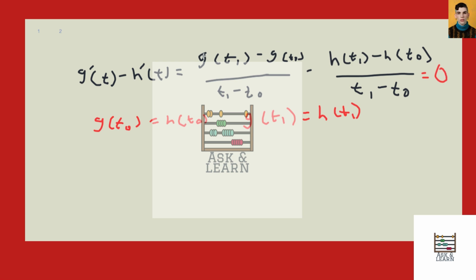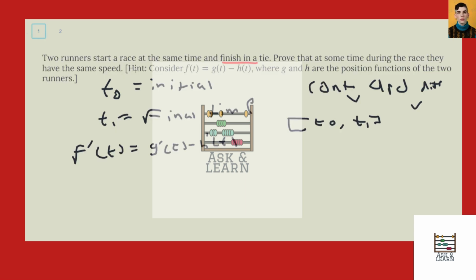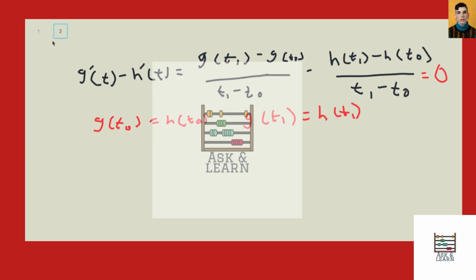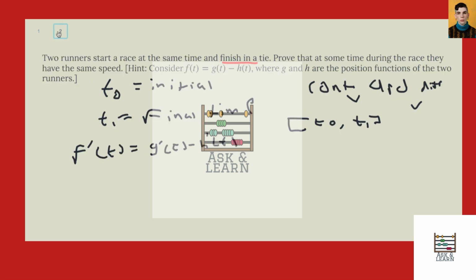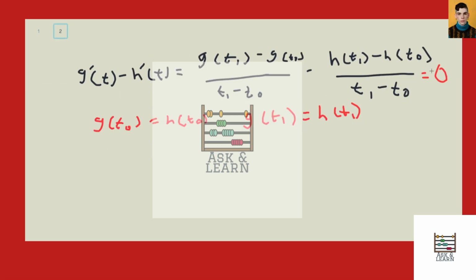And so what that means is that at some point, there's a point where both of them have the exact same speed. By letting the average slope of the two equal each other, we have basically proven that at some point, we don't know what point, but at some time t during the race, they have the same speed, because we know that the average slope is equal to 0.